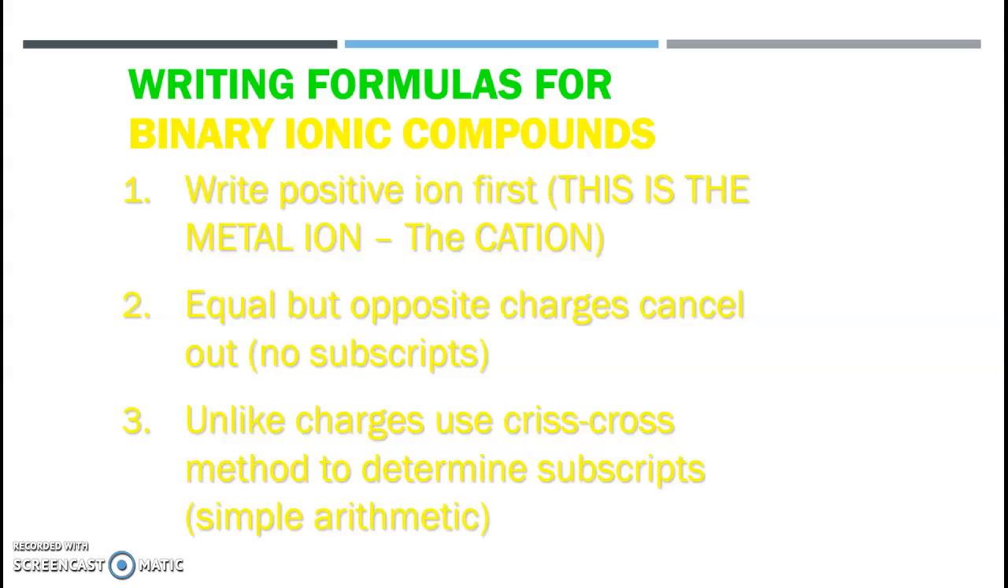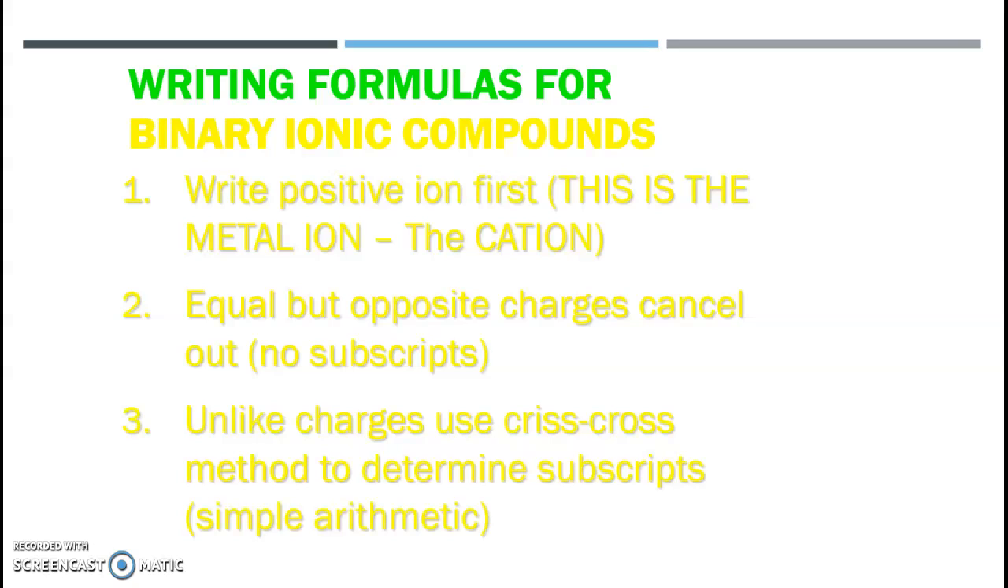Okay, so what you want to do first, always remember, just like we read left to right on the periodic table, in ionic compounds we're always going to put that positive ion first. And for almost all of our ionic compounds, this is the metal ion. For sure, for the binary ionics, that is the case.